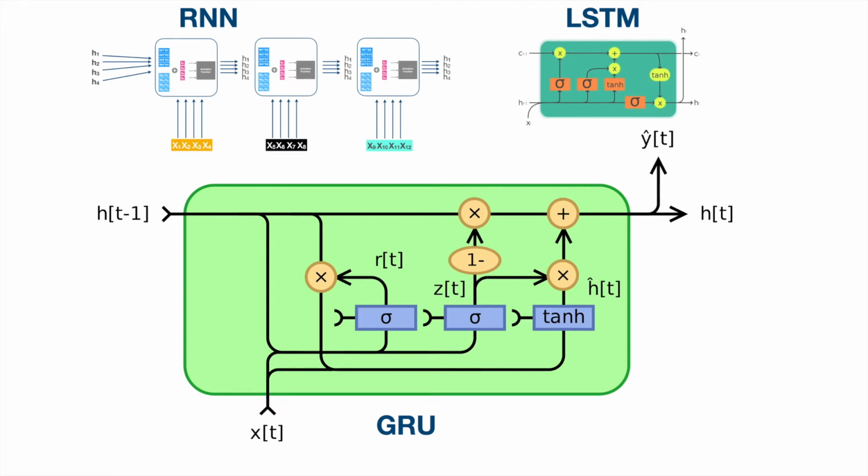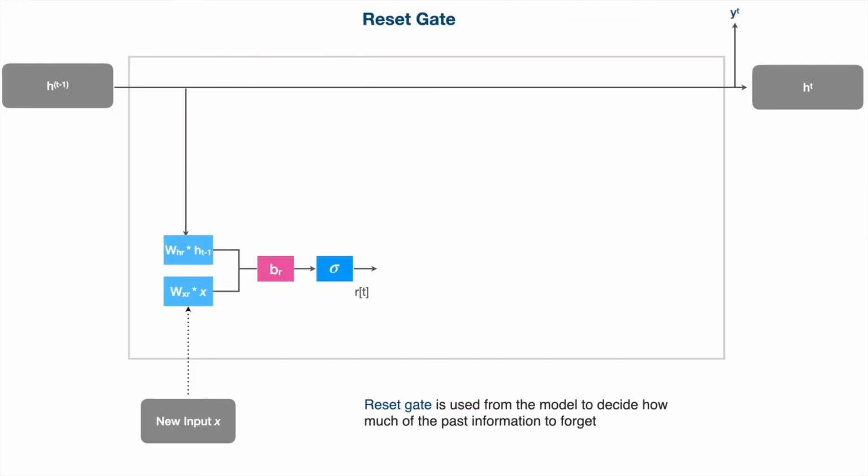Now let's dig a little further into this. The reset gate. As you can see, as the new input is fed into the network, it gets multiplied with its own weight, plus the previous hidden state gets multiplied with its own weight, and both are added with a bias term, and then the sigmoid activation is applied on these. The output will be in the range of 0 and 1, which you have seen earlier, and that acts as a gate. Reset gate is used by the model to decide how much of the past information to forget.